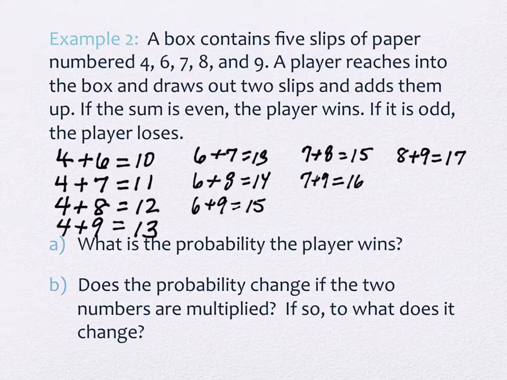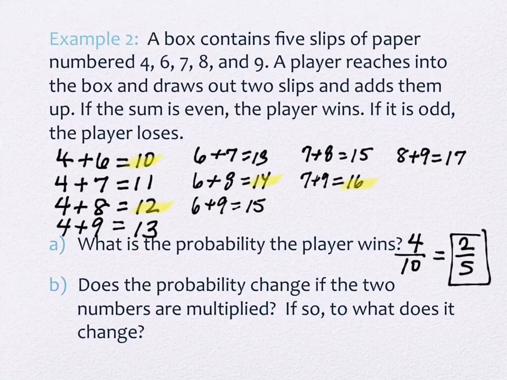Now it says what's the probability a player wins. So go back and look. What did it say I have to do to win? Has to be even. So count how many do I have that are even? 4 is what I have. Is that right? 4. 4 out of how many possible outcomes? 10. And we're always going to reduce. What is 4 out of 10? Yeah, 2/5. 2/5.